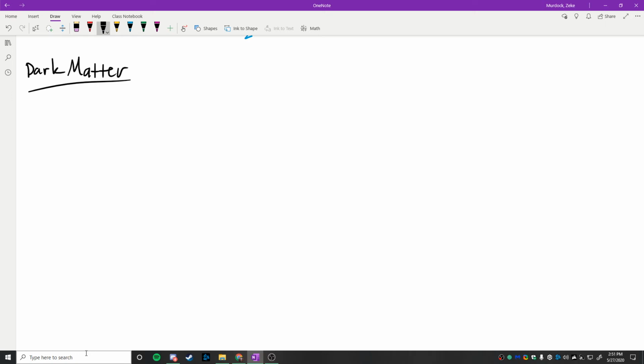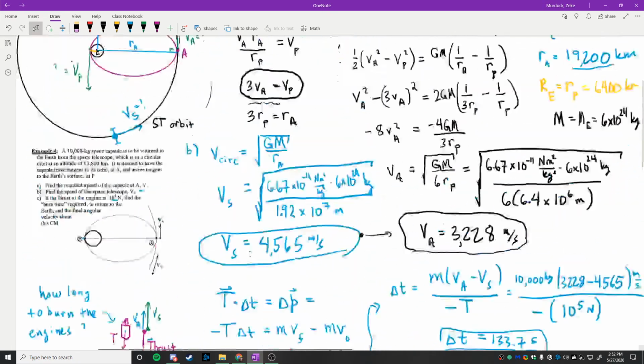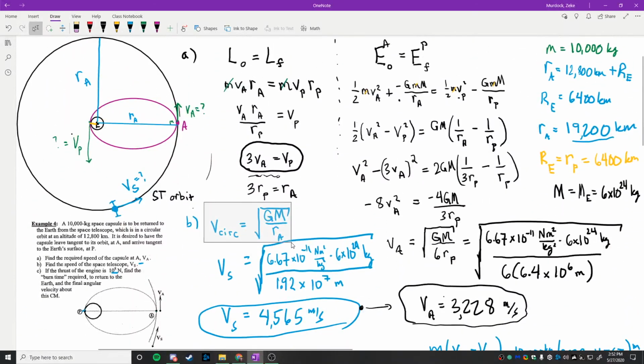Let's see. We'll talk about what it is. So let's just put it this way. Let's talk about what the issue is. There was this equation we used a second ago, and it's directly related to what we're about to do. I said that for a circular orbit, right? Let's copy this real quick.